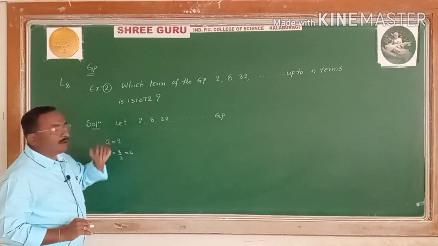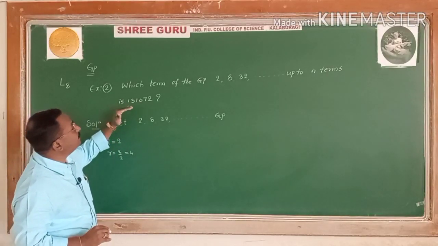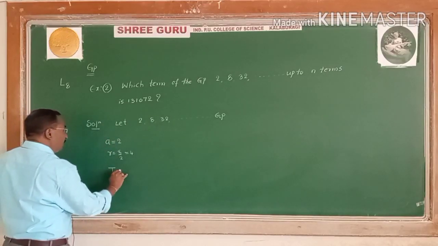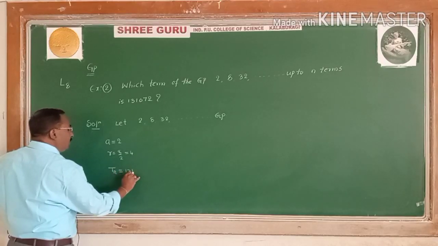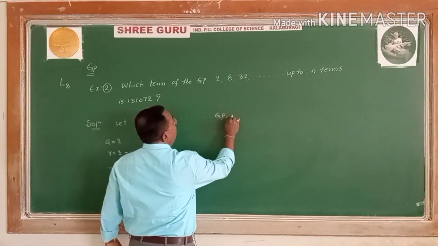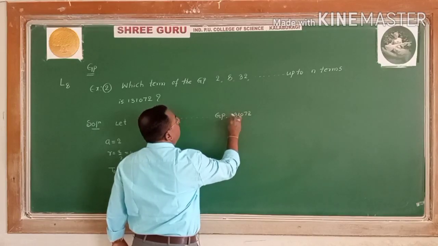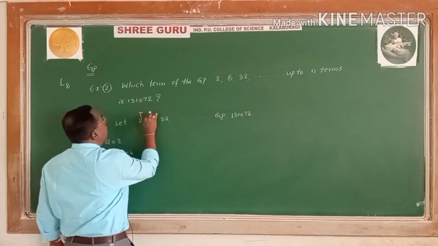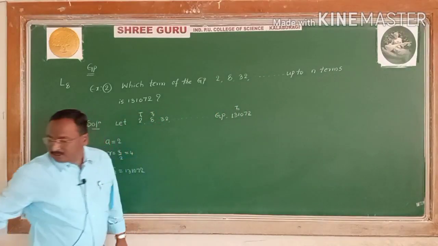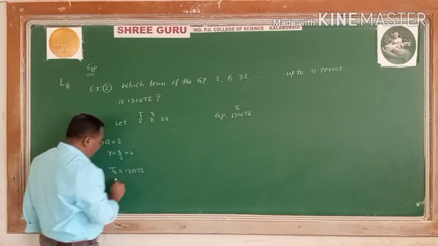Find the number of terms. But this is what? Sum? No, here it is a term. The nth term is given. That is Tn is equal to 131072. Here the last term of the GP is 131072. This is T1, this is T2, this is Tn.